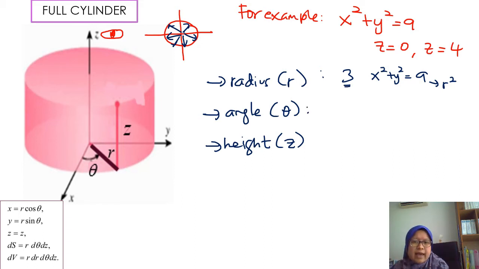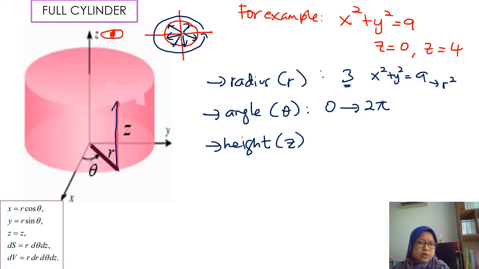What is the angle? The angle is also based on this circle in 2 dimensions. You can see this is a full circle. So the angle, in terms of limits, is from smaller to upper, so 0 to 2 pi. The height of the cylinder is obviously from the bottom to the top of the cylinder, so from the z given in the question, it is 0 to 4.